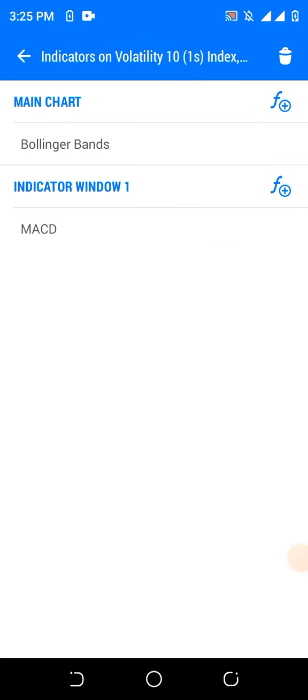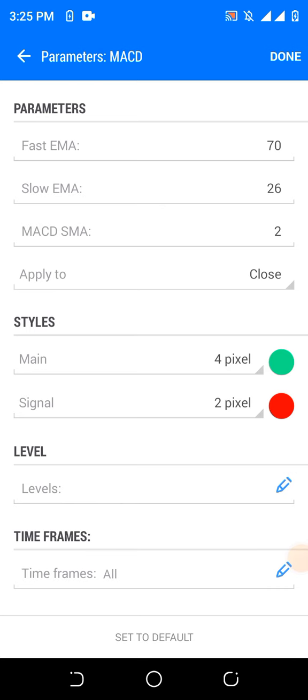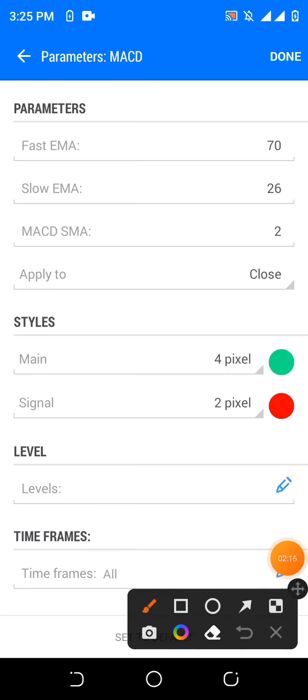Now the next indicator is the MACD indicator. Here are the settings for the MACD indicator. You can screenshot it or write it down. This is very, very important. As I said, this strategy will change your trading history forever because it is highly accurate.